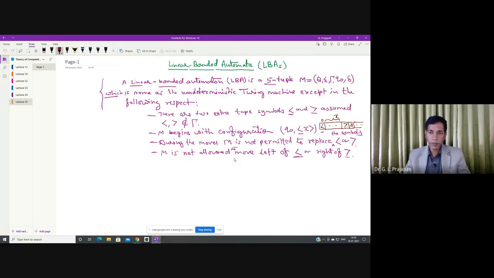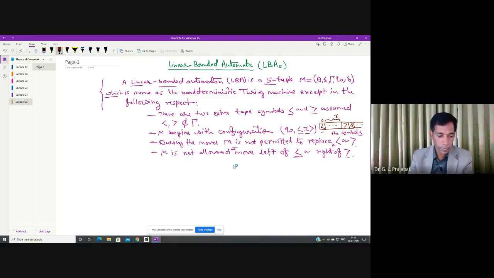So this is also the NTM actually, and in this NTM we are using two extra tape symbols, and we have the restriction that we are not supposed to replace these symbols with any other symbol. Means even you are not able to delete these symbols, and your input is bounded by these two symbols, and your Turing machine is allowed to work within this bounded region. So this is the bounded region. Within this bounded region you have to work. Beyond these two regions you cannot work: left side of the left angular bracket, and also you are not allowed to work after the right angular bracket.